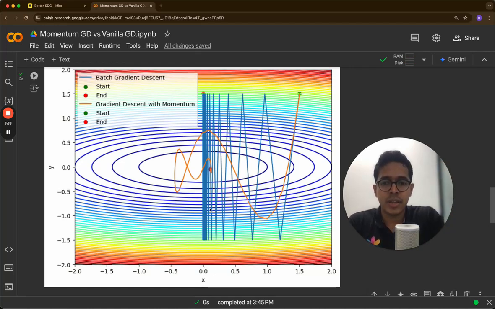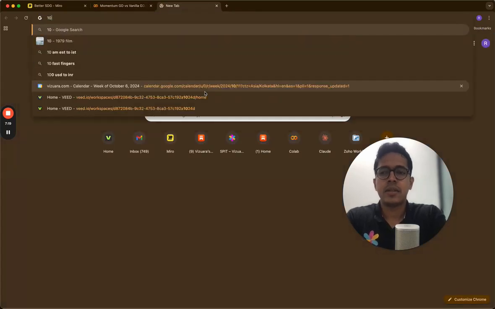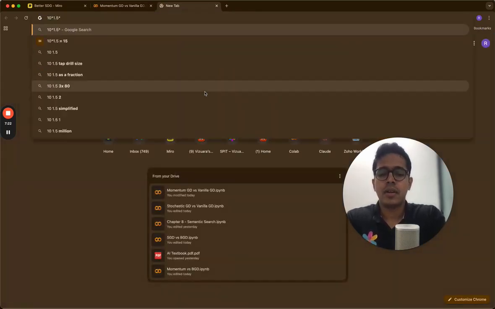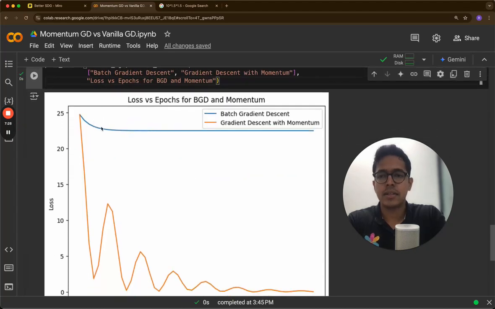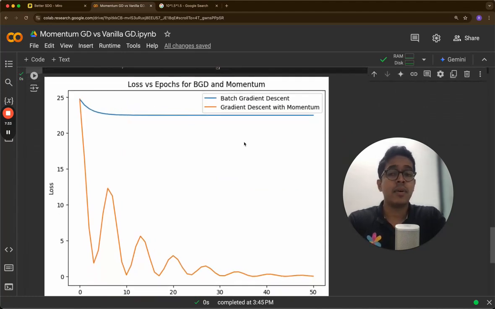So here x value is 0, right? The final value where this guy has ended up is here for the blue, meaning for the batch gradient descent, the final values of parameters are x equal to 0 and y equal to something like 1.5. So basically the loss should be x square plus 10y square, where x equal to 0. So it's basically 10 times 1.5 square. So 10 times 1.5 times 1.5, which is 22.5. And isn't that the value of the loss? See, this is 22.5, the final value of the loss. So this is the interesting difference between using batch gradient descent and momentum based gradient descent.